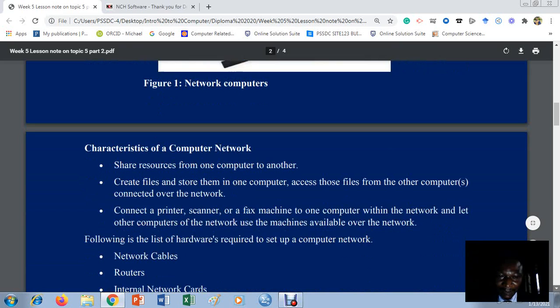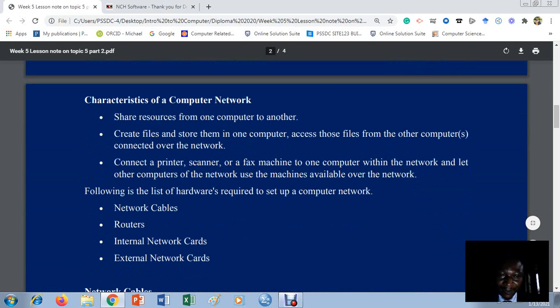Then what are the characteristics? I just listed 3. They share resources from one another. They create files and store them in one, access those from the other computers. Then they connect a printer, scanner, or fax machine to one computer within the network. Then others will be able to share the resource.